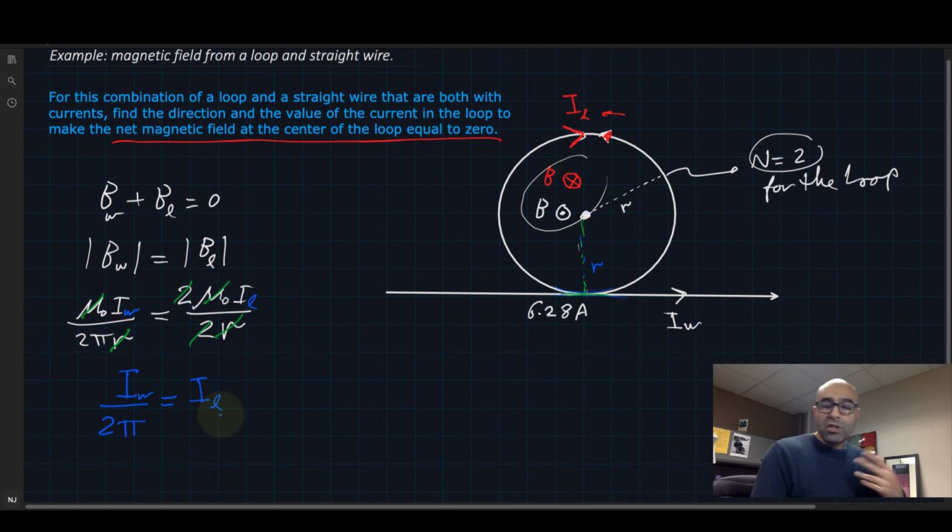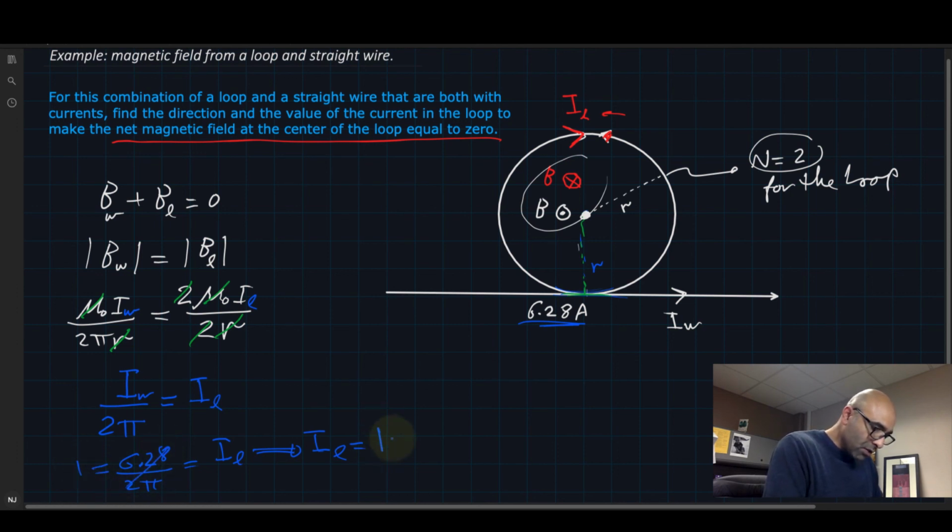Now we just need to plug in the numbers. I of the wire is equal to 6.28, so 6.28 divided by 2 pi must be equal to I of the loop. Now let's find the value of I of the loop. 6.28 divided by 2 pi is almost equal to 1, so I of the loop is equal to 1 amp. And that's it. That's the direction and that's the value, and we solved this problem. That's it for this one. Thank you.